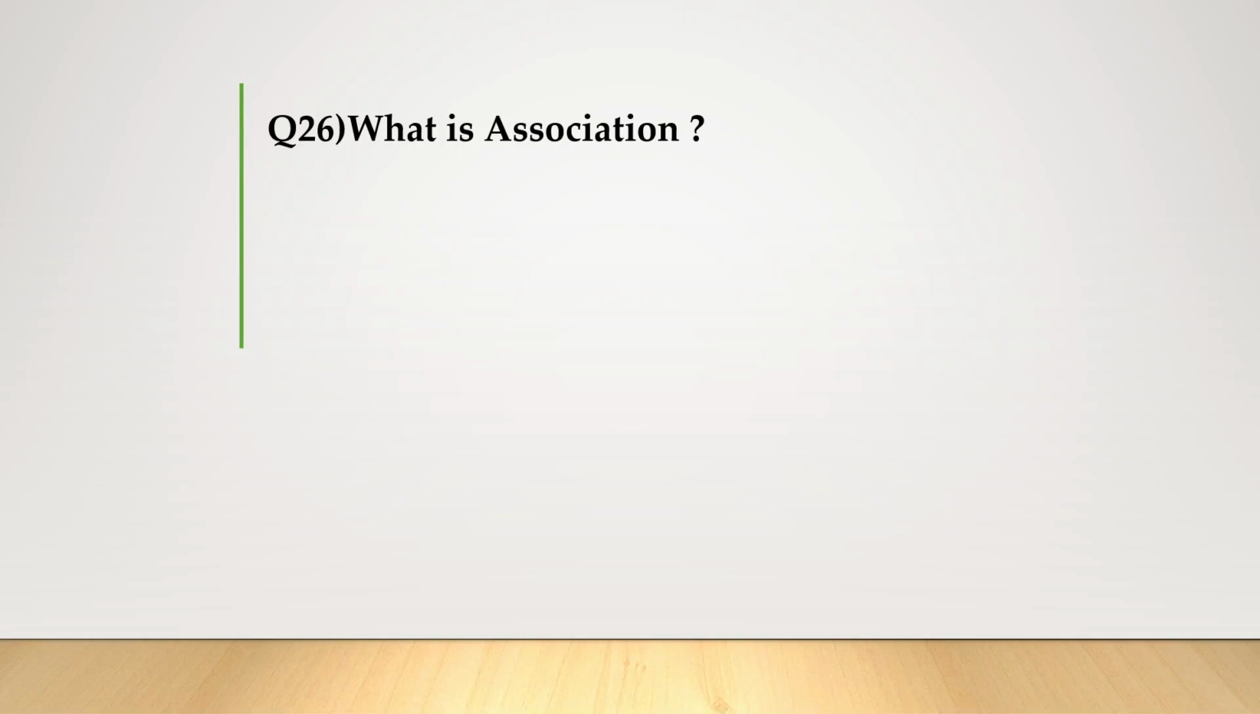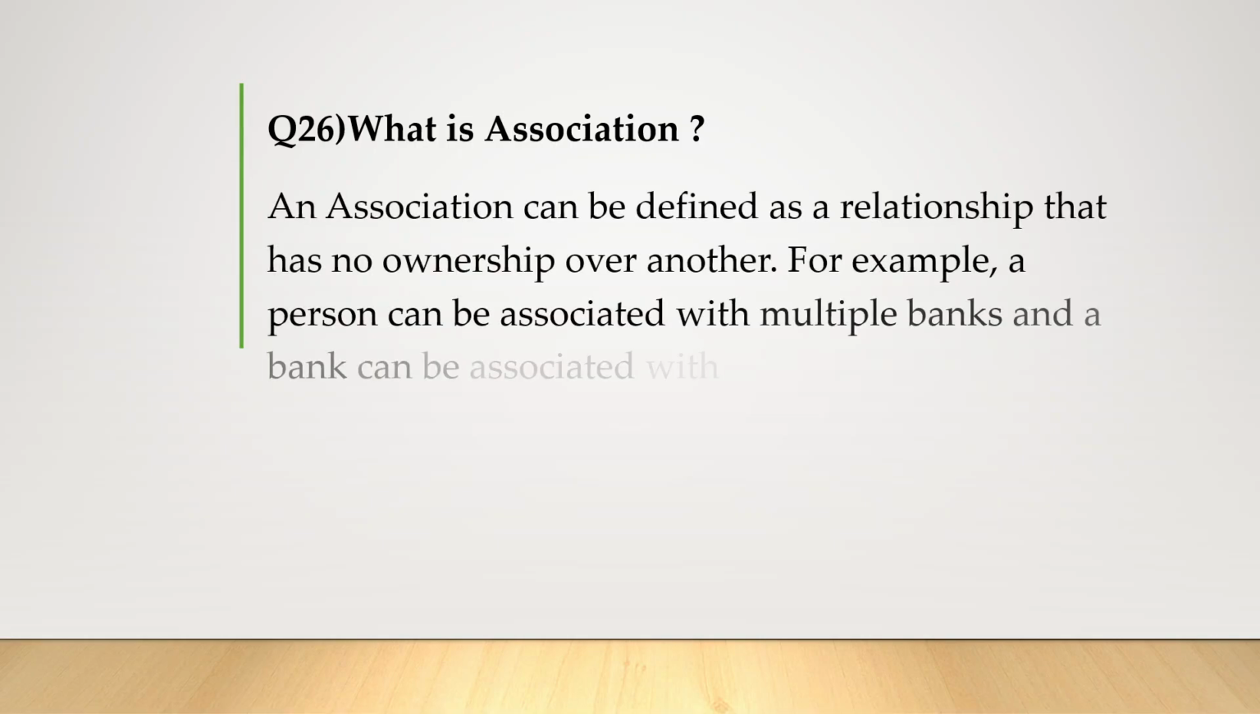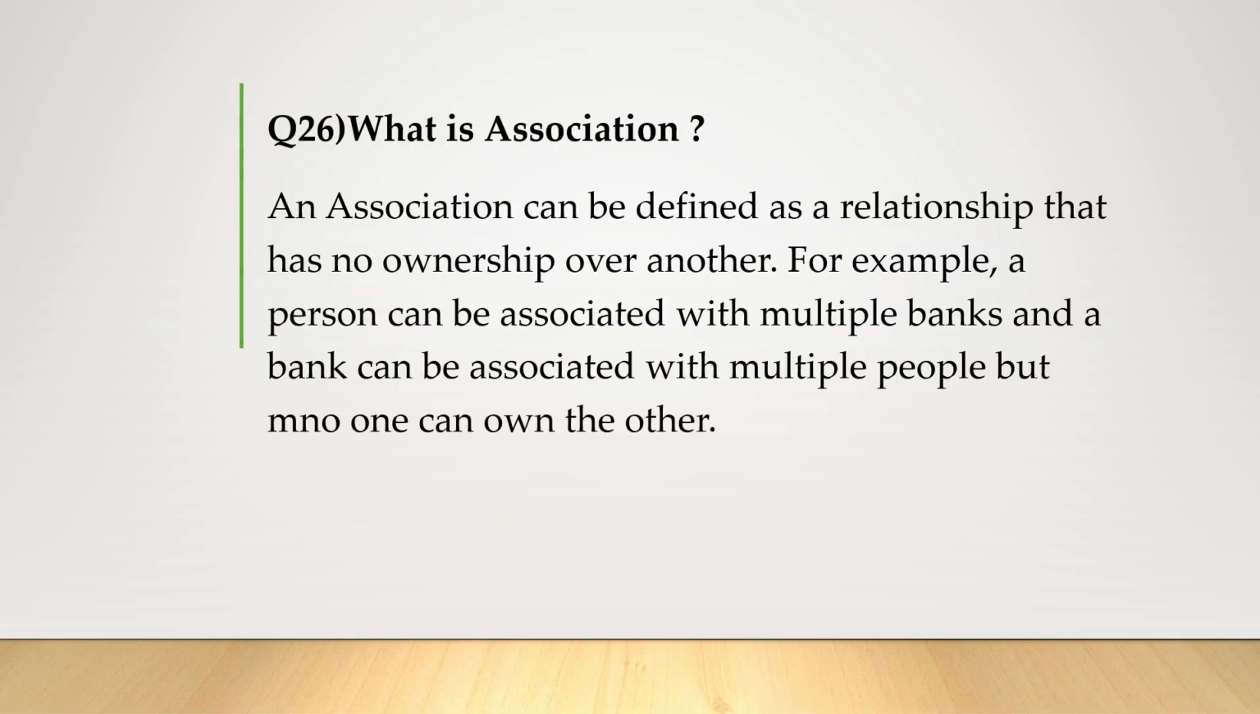Next question is, what is association? An association is defined as a relationship where there is no ownership of one over the other. For example, a person can be associated with multiple banks, and a bank can be associated with multiple people, and no one owns the other.